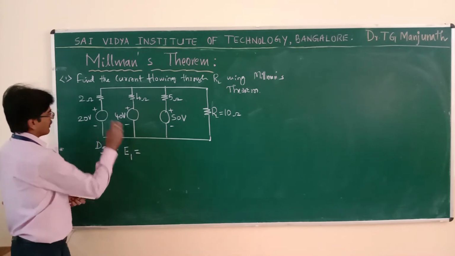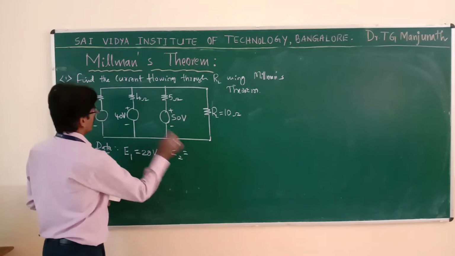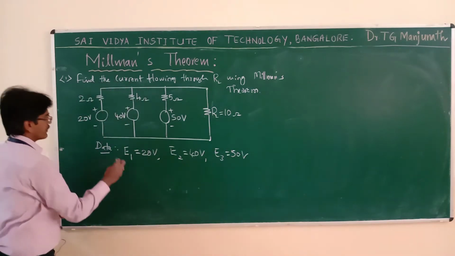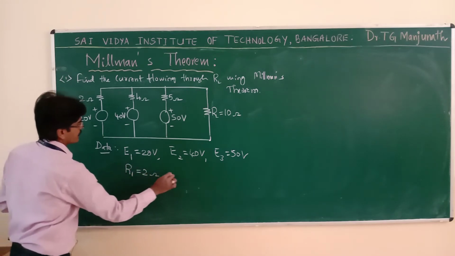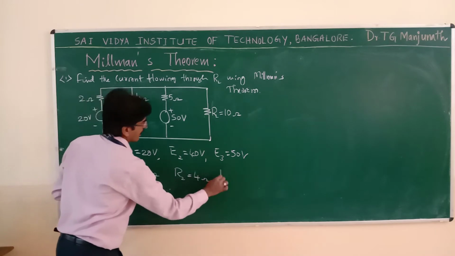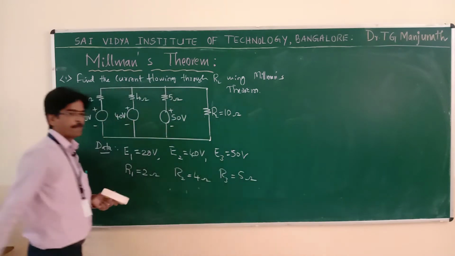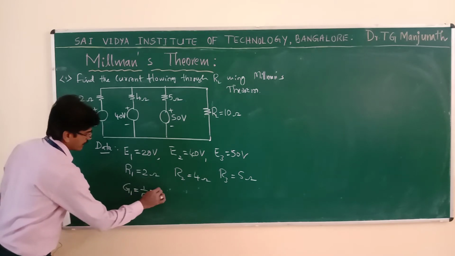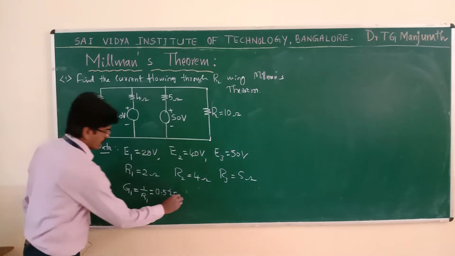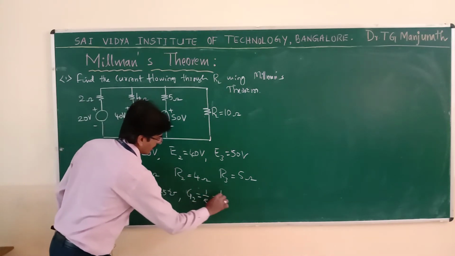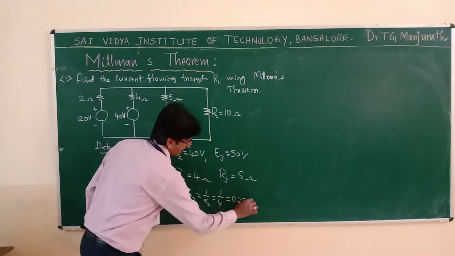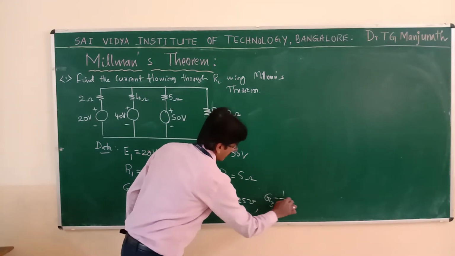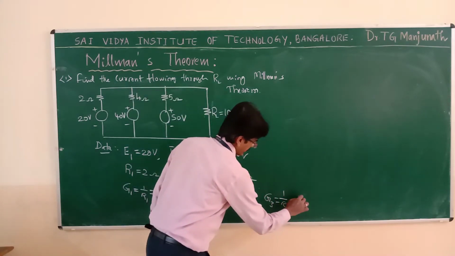So let us write the data. E1 is 20 volts, E2 is 40 volts, E3 is 50 volts. These are the voltage sources. Next, R1 is 2 ohms, R2 is 4 ohms, R3 is 5 ohms. Next, what should I find? Conductances. G1 is 1 by R1, that is 1 by 2, that is 0.5 mho. G2 is 1 by R2, that is 1 by 4, equal to 0.25 mho. The unit of conductance is mho. Then G3 is 1 by R3, 1 by 5, that gives 0.2 mho.